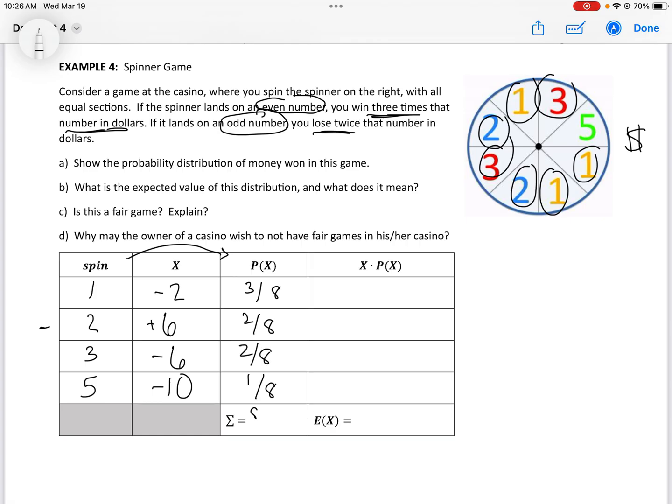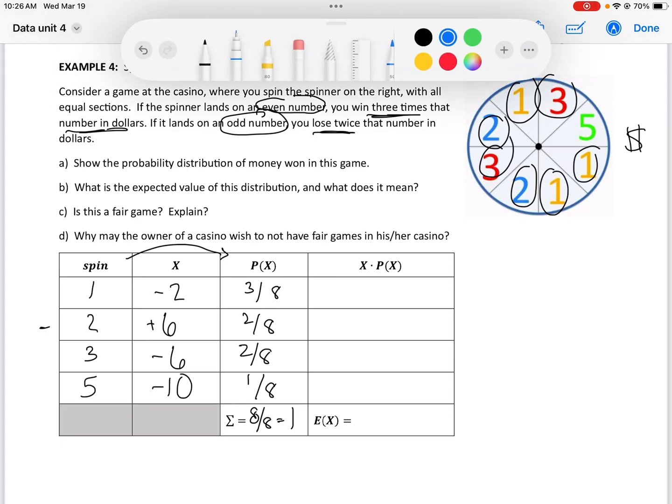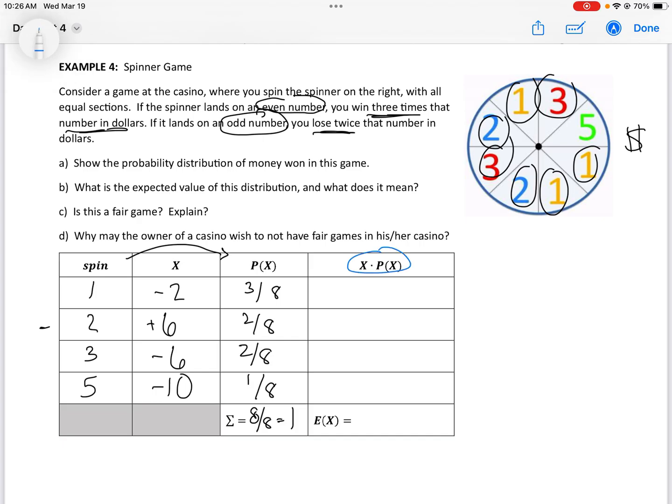Okay, so this does add up to 1. This is a complete probability distribution. We've taken into account all of the probabilities. And now what we want to do, and I'll do it in blue again, is multiply the actual payout in dollars by the probability. Again, leave the denominator, do not reduce, because when we get down to the expected value, we can just add or subtract the numerators.